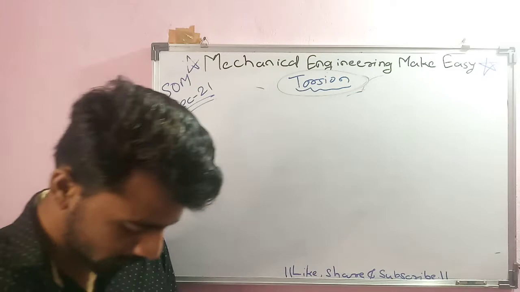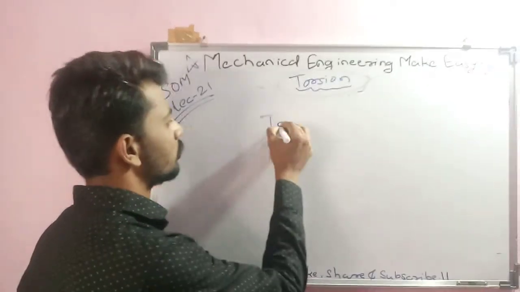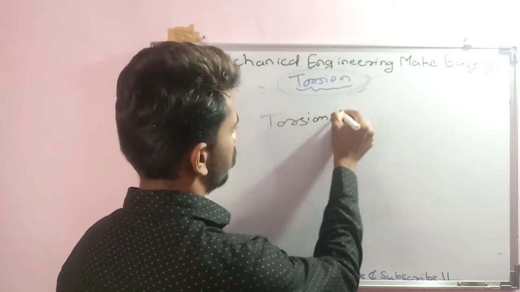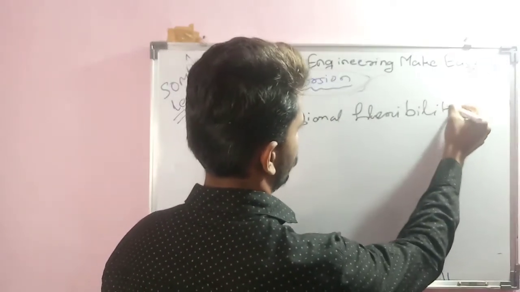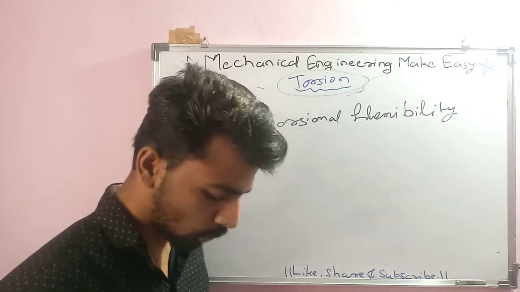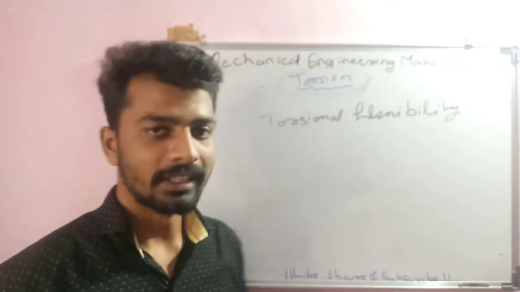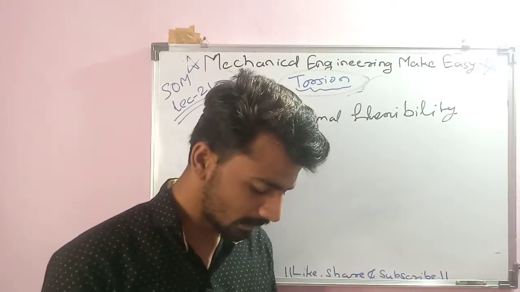So what is the next topic? The next topic is nothing but torsional flexibility. Torsional flexibility is nothing but the angle of twist produced by unit torque applied. Okay, simply the reverse of that, simply the reverse of torsional stiffness.